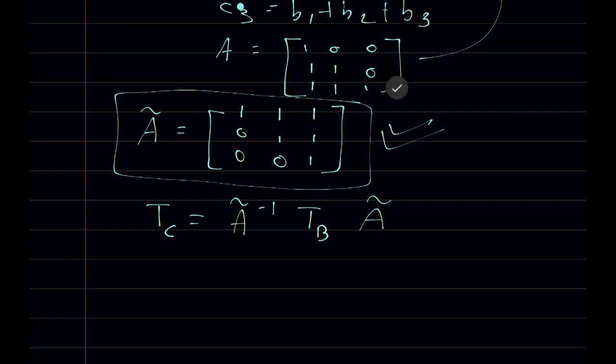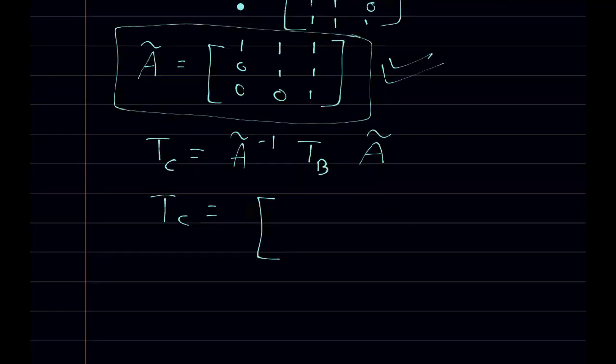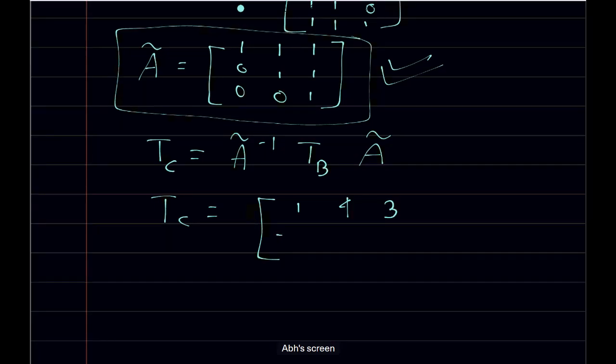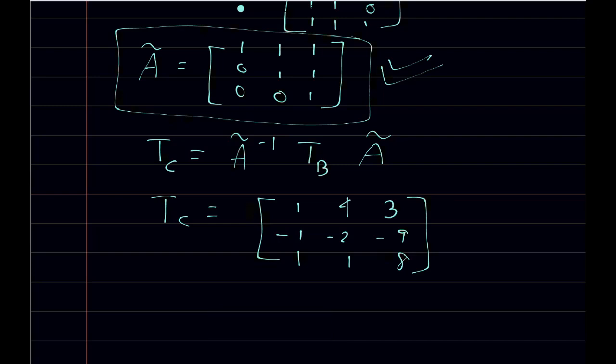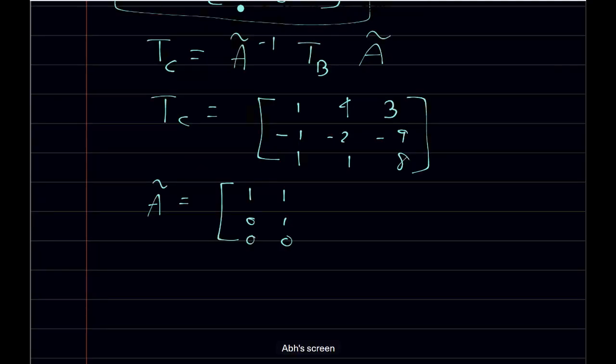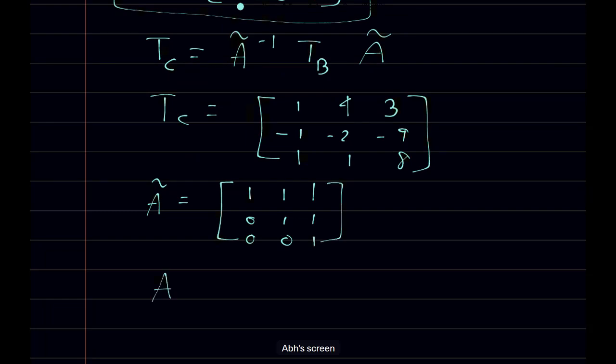Now if you do this, which is up to you, you will find that the new matrix, or the operator T, the matrix operator T in the new basis looks like 1 4 3, minus 1, minus 2, minus 9, 1, 1, 8. So for convenience, let me tell you that A transpose, or A tilde, whatever turns out to be, was this. And I can also give you what the inverse is going to look like so that it's easy for you. It is 1, minus 1, 1, 0, 1, minus 1, and 0, 0, 1.